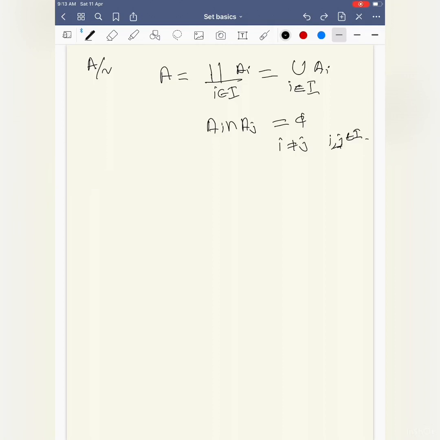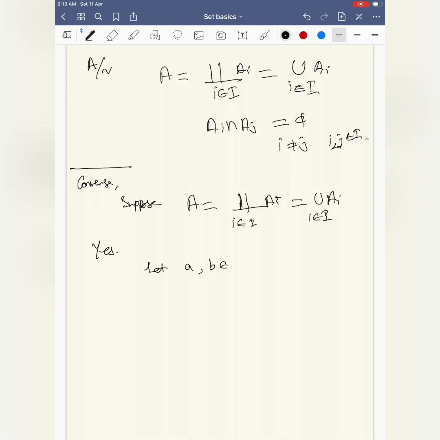Now the converse. Suppose I have a partition. Can I get an equivalence relation? Can you define an equivalence relation? Partition means this is the union of A_i, i belonging to I. And can you define an equivalence relation? Yes. How? Let a, b belong to A. I say that a is related to b if a, b belong to A_i for some i. If such a thing happens, it is exactly one i, because it is a partition, right?